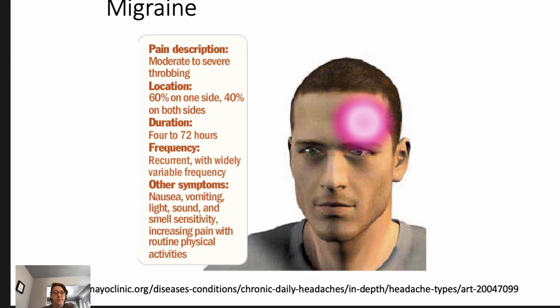Migraine, the location here doesn't really help you. 60% on one side, 40% of those reporting it being bilateral. It's described as a throbbing headache and varies in duration and frequency based on that person, but it is usually accompanied with other signs of nausea, vomiting, sensitivity to light or sound or smell. And so often we'll just try to find these triggers for those folks.